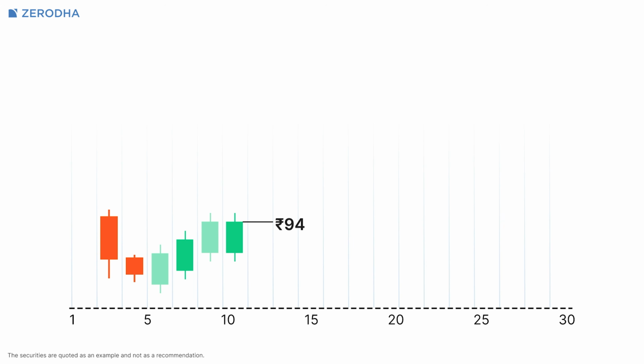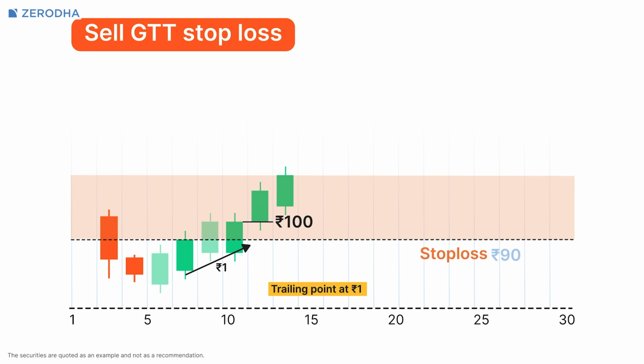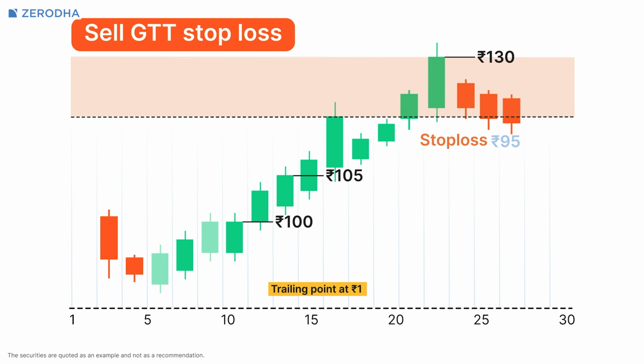Suppose you buy a stock at 100 rupees and place a sell GTT with a stop loss trigger of 90 rupees and a trailing point of 1 rupee. The stop loss trigger initially starts 10 rupees below the market price. Because the trailing point is 1 rupee, the trigger moves up by 1 rupee every time the stock rises by 1 rupee. If the stock rises from 100 rupees to 105 rupees, the trigger moves from 90 rupees to 95 rupees. If the stock continues rising to 130 rupees, the trigger moves up to 120 rupees.